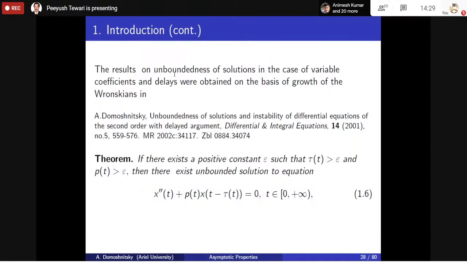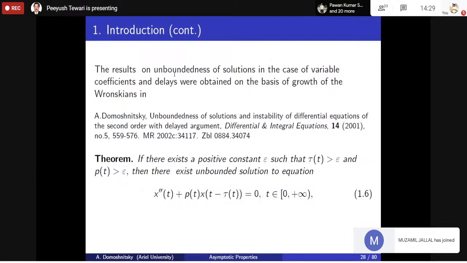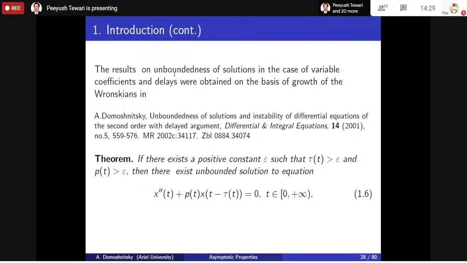For variable coefficients, the first results of this sort were obtained in my following paper. What if coefficients are variable, what do we have to require? If tau of t is greater than a corresponding positive epsilon and coefficient p of t is greater than a corresponding epsilon, then there exists an unbounded solution of equation 1.6.